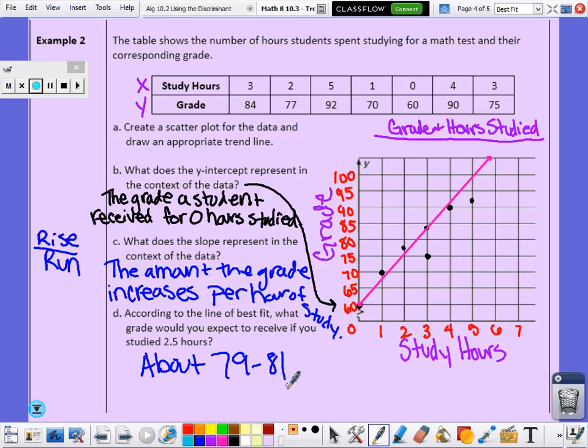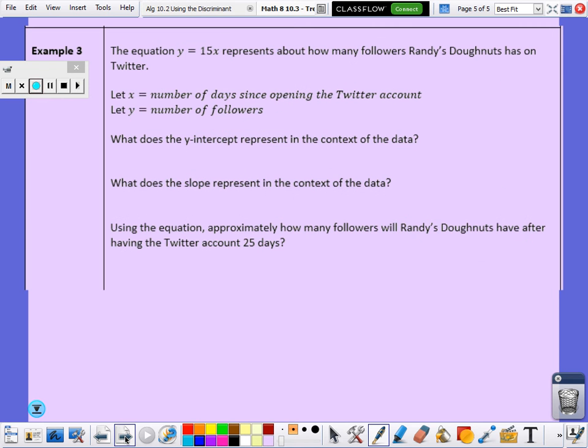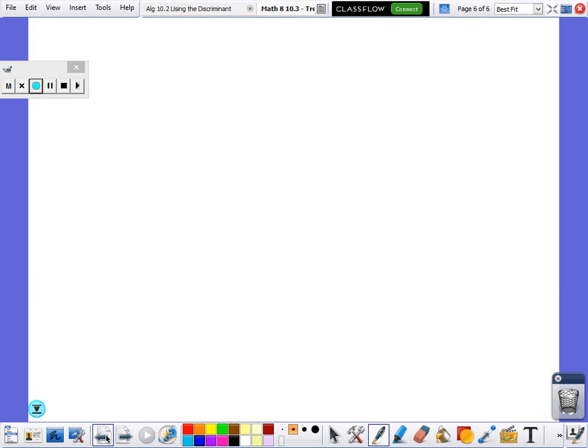About 79 to 81. Or you could even say about 80. All right, that's example 2. Let's move right along to example 3, which I believe is the last one in your notes. Yes, it is.